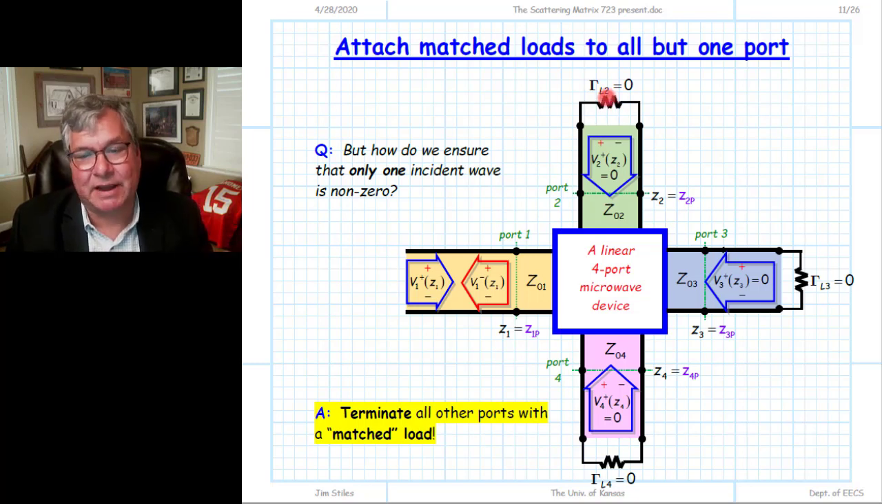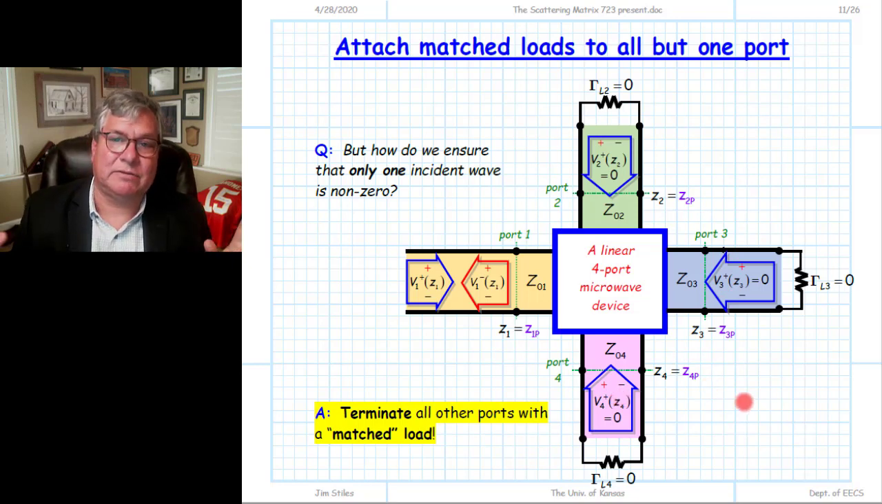This is a passive device. It can't generate a wave. All it can do is create a wave that is reflected once it reaches there. But by making gamma L equal to zero, we will have no reflected wave. Nothing can reflect from this load, and therefore there'll be no wave propagating in this direction. There'll be no incident wave on port 2. The same thing for port 3, the same thing for port 4.